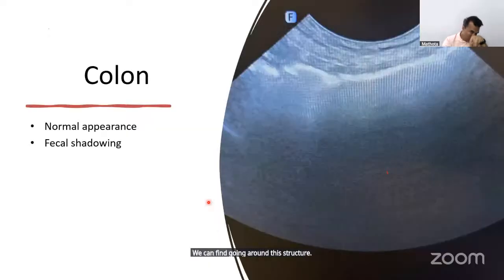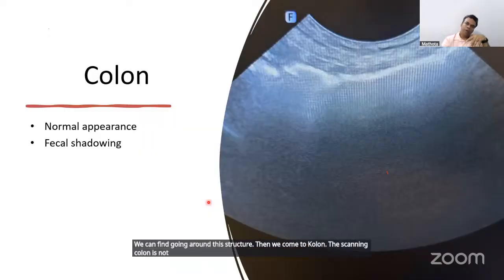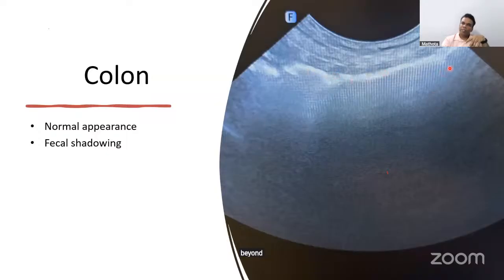Then you come to colon. Scanning colon is not easy because here you have the image of colon. It has gas. Beyond this superficial surface, in this longitudinal section, you don't see anything.